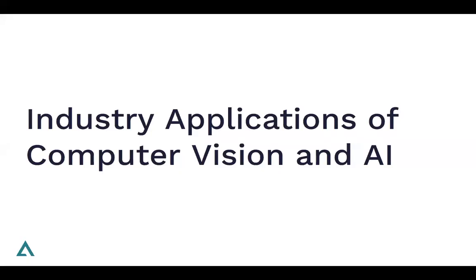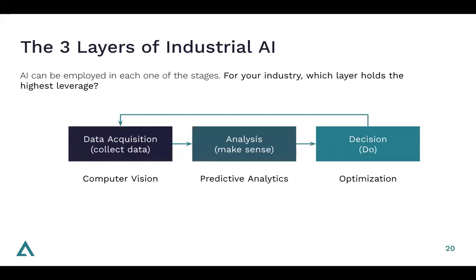Let's go to the next chapter, industry applications of computer vision and AI. Here I wanted to bring a little bit of a paradigm. Almost every industrial system consists of three components: data acquisition, analysis, and decision. And it doesn't matter if it is equipped with the latest technology and is done with computers or is done by humans. This is just how all the systems work.